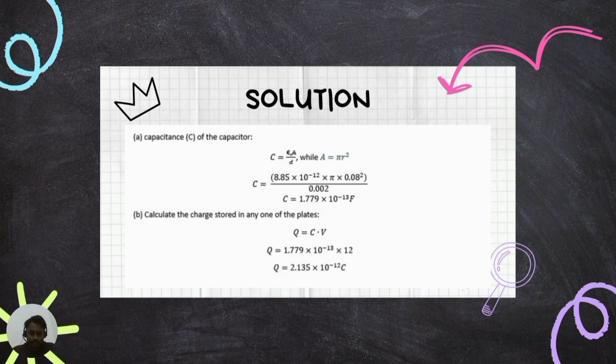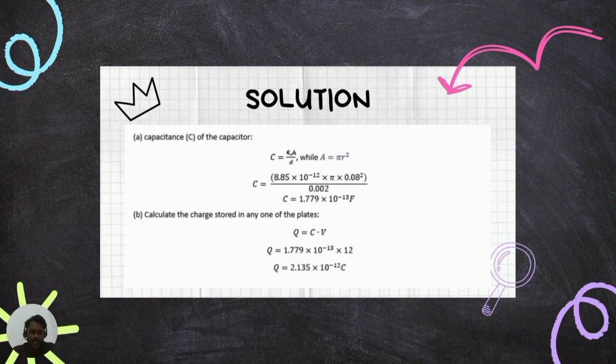the circular area formula. And then C equals 8.85 times 10 to the power of negative 12 times pi times 0.08 squared over 0.002. And then we get C as 1.779 times 10 to the power of negative 13 farad.